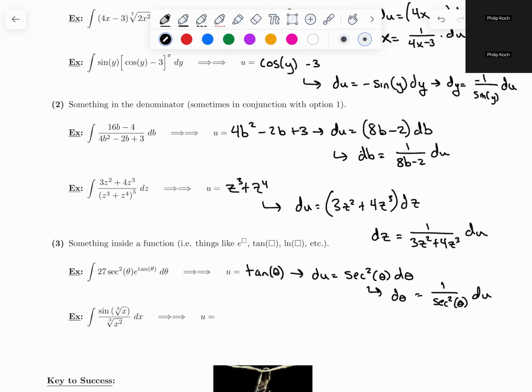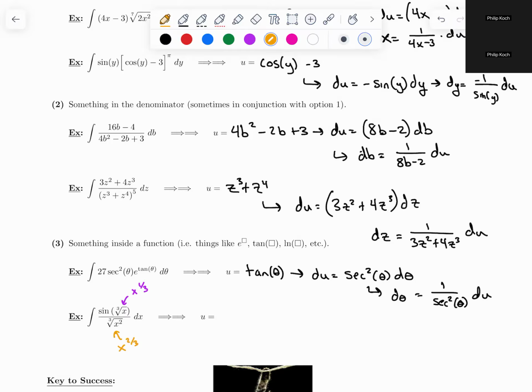Last one, sine of the third root of x, which, by the way, once again, is x to the 1/3 power. And this is x to the 2/3 power down below. We could write it as x to the negative 2/3 and put it up top, but that's not going to help us as much. It'll still work out, but regardless.